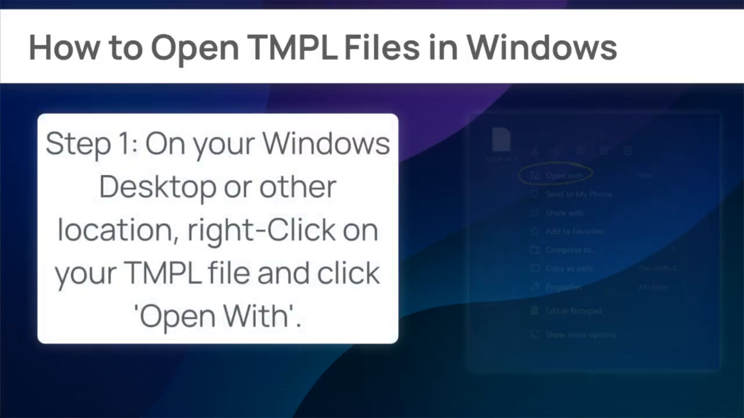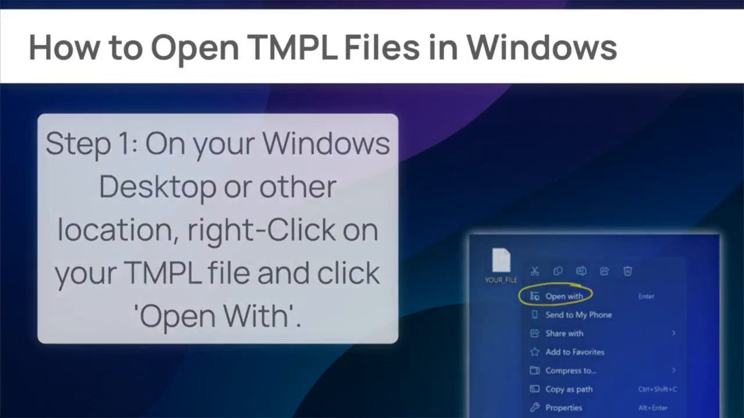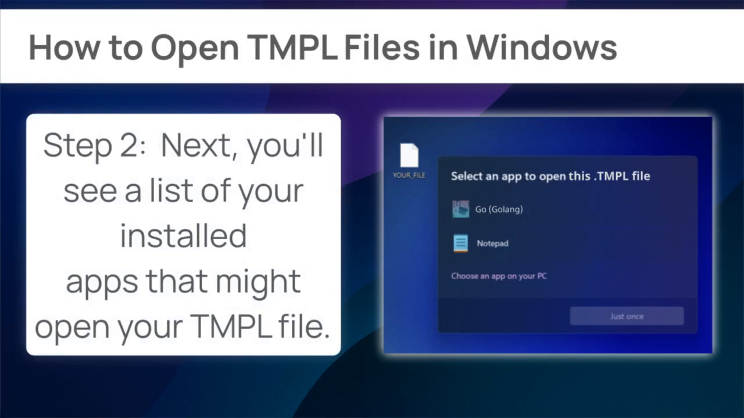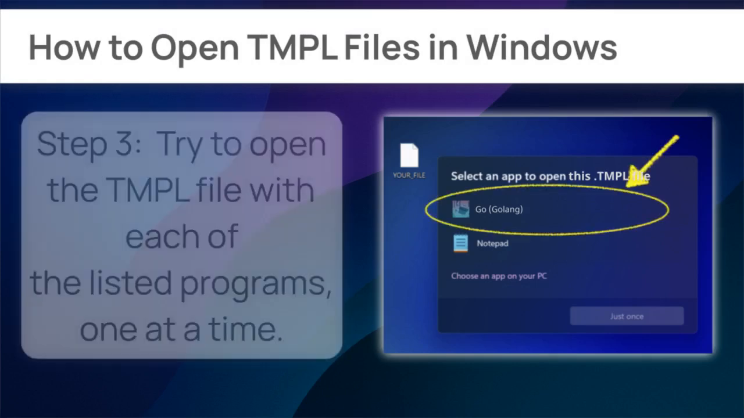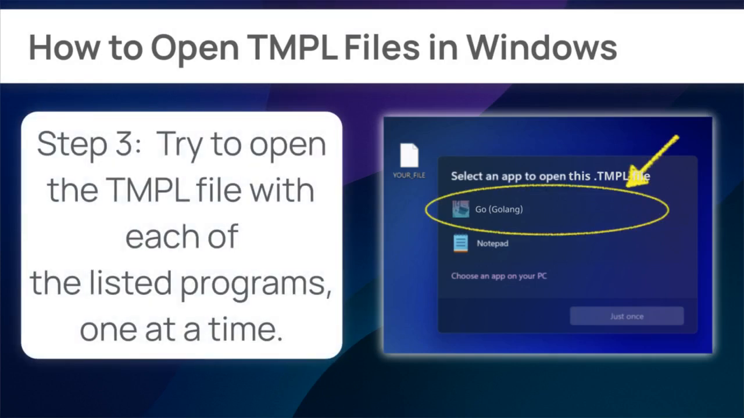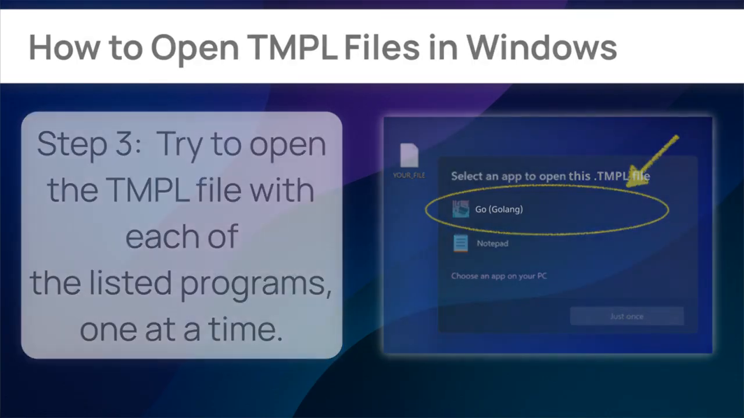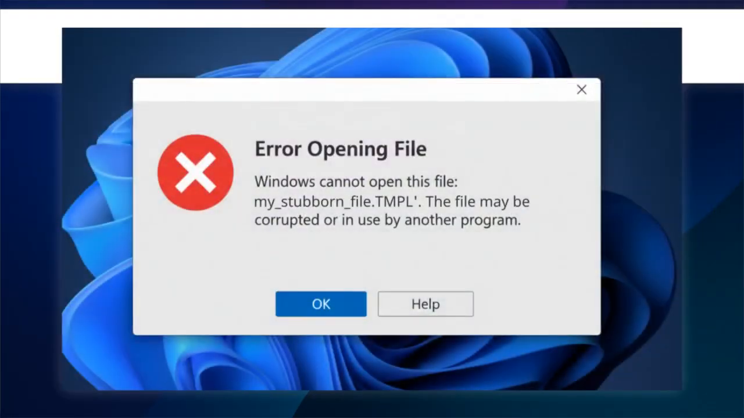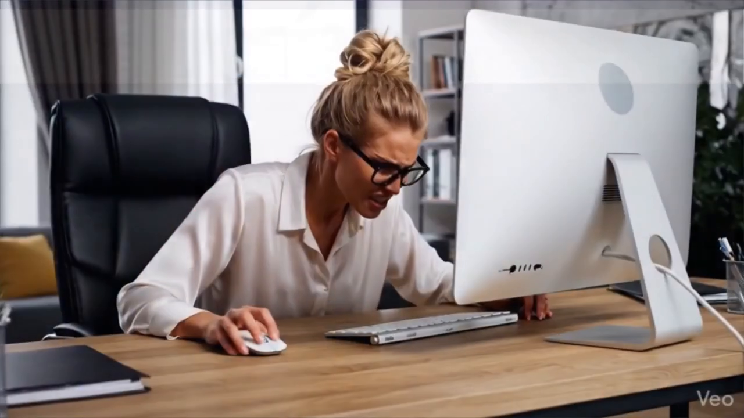We're going to check the compatibility list systematically. Right-click your TMPL file, then click Open With. Test Go, Golang, if you see it. If it fails, select the next program. Persistence is crucial here. If you cannot access the TMPL file, no problem. We're going to use the universal fix, but it helps to know the source.